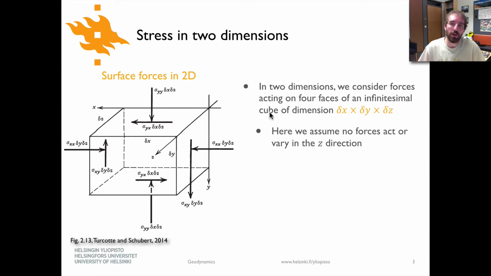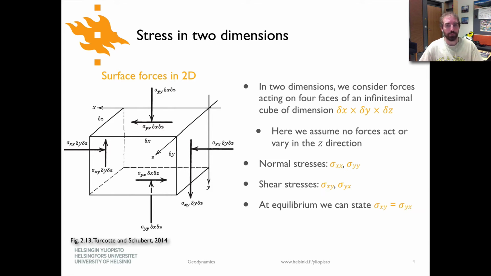So in two dimensions we have this little cube. It has four faces and dimensions of delta x, delta y, and delta z, each one of those being a very small distance. Here we're assuming there are no forces acting in the z direction. If there were, that would be dealing with stress in 3D, and we'll get to that, but for now you'll see nothing acting on this front face of the cube or the back face of the cube. We have forces acting on the top and bottom and on both the right and left side of the cube, but not on the front or the back.